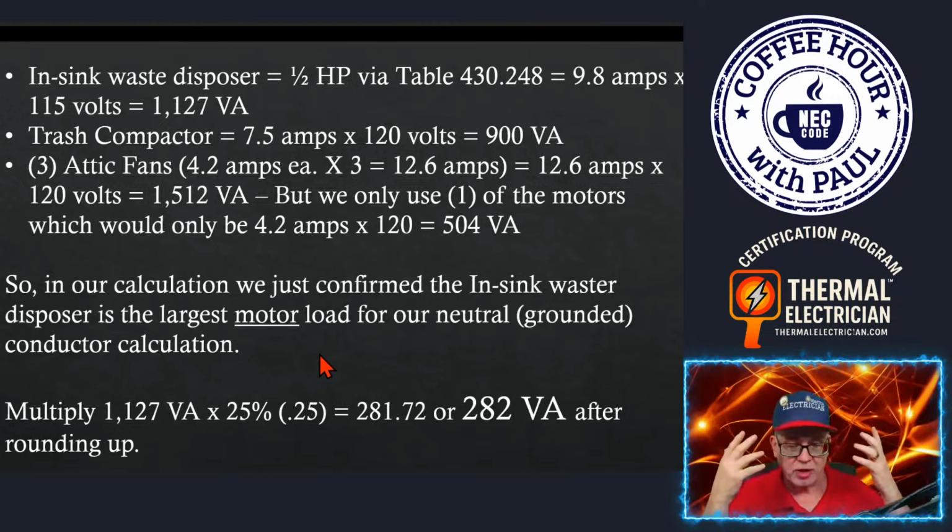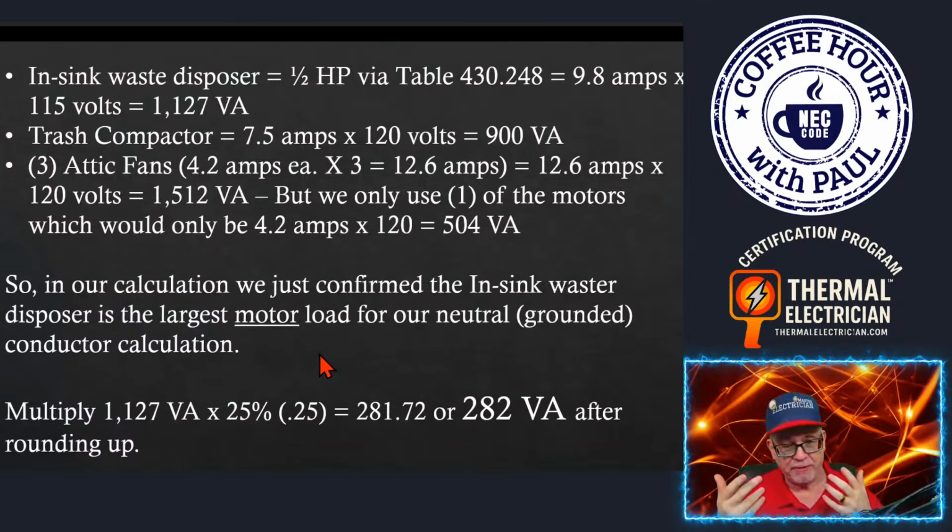We didn't even look for the largest motor. We just took everything in the nameplate, right? That's how they differ, and you have to get used to doing them both. So in this case, we take the 1,127 times 25% or 0.25, whatever your flavor. And that is 281.72. In our case, 0.7, we're going to round up. That's 282 amps. We're rounding up.